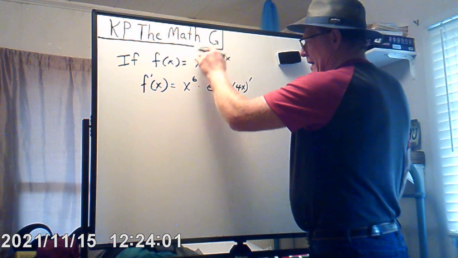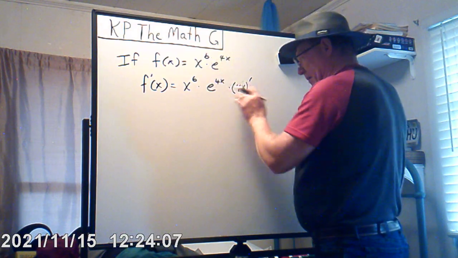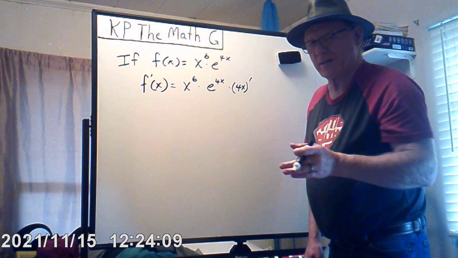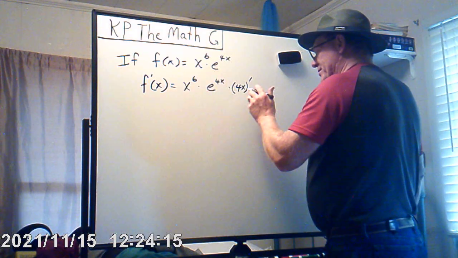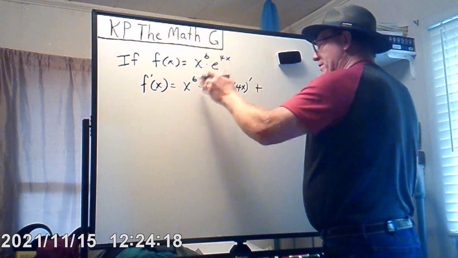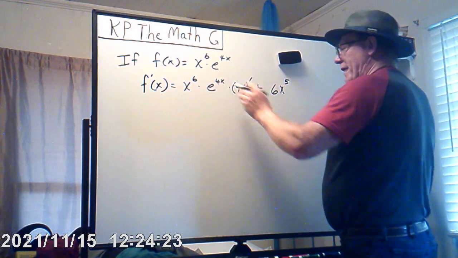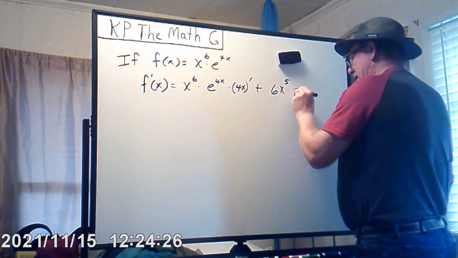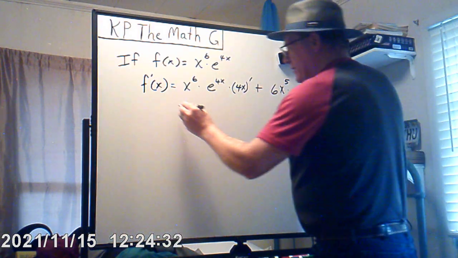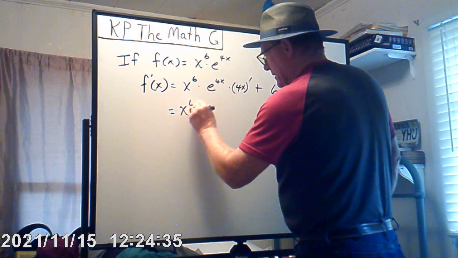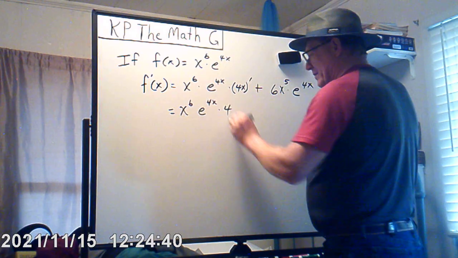Okay, so we had to just write the first one down, and then this is the derivative here. We haven't really taken the derivative of 4x yet, but we are on the next step. Okay, so the first times the derivative of the second plus the derivative of the first times the second. So 6x to the fifth, and then just simply copy down e to the 4x. We still got another step here, so this equals x to the sixth, e to the 4x, and then this derivative is, as you know, it's just 4.